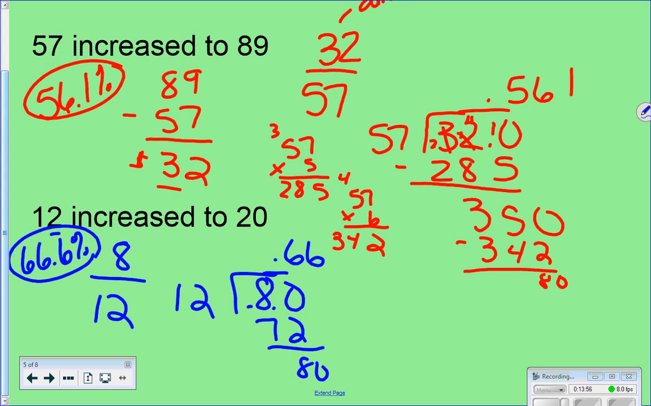So far, so good? Guess what? Decrease is the exact same thing. The exact same method. The exact same everything. Okay? Merrick, you ready? Okay.